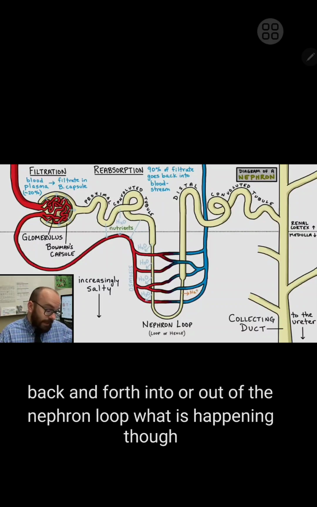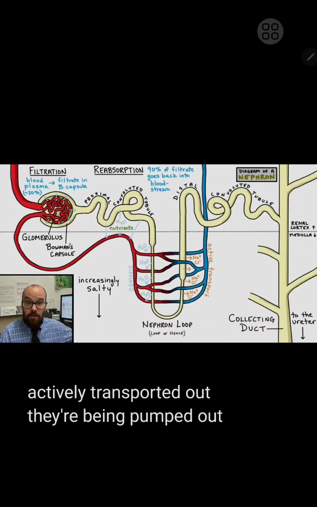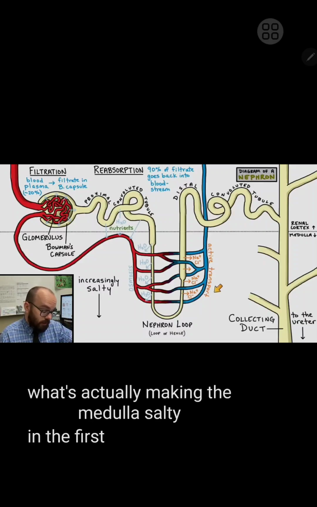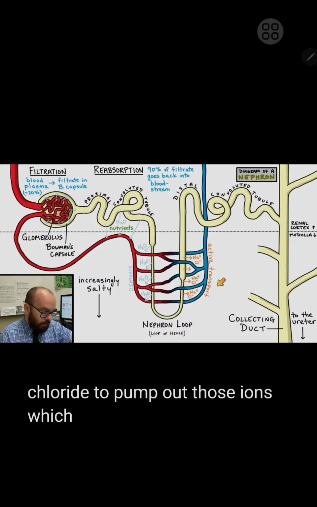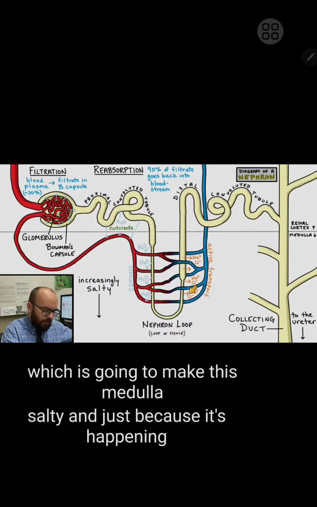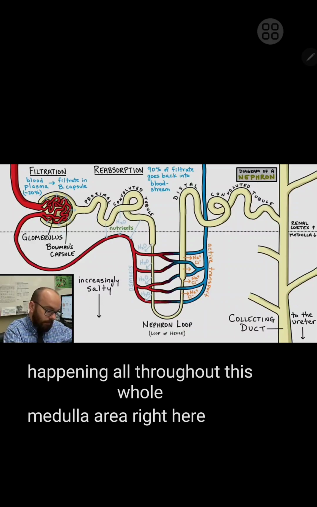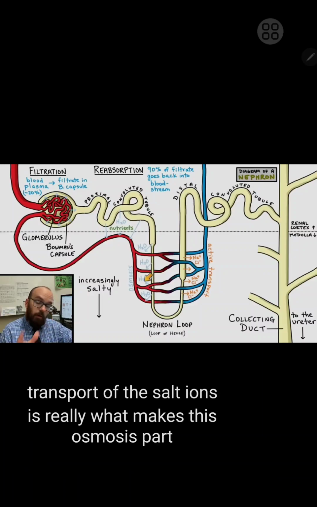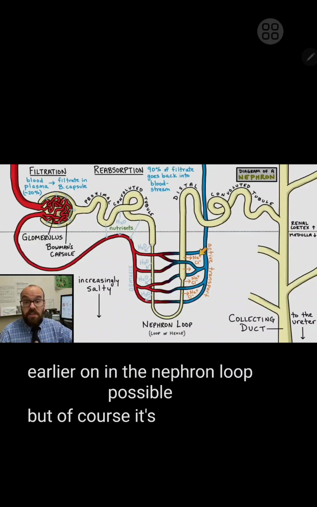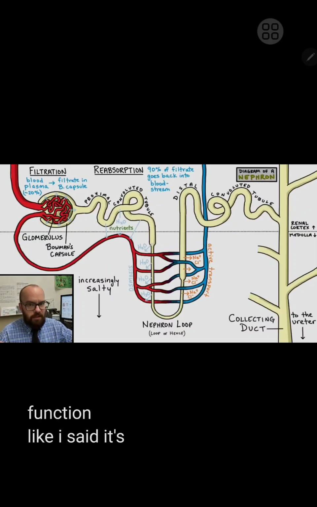What is happening, though, is sodium and chloride ions are being actively transported out. They're being pumped out. And that's what's actually making the medulla salty in the first place: we have pumps for sodium and chloride to pump out those ions, which is going to make this medulla salty. And just because it's happening here on the diagram, it's really happening all throughout this whole medulla area right here. This active transport of the salt ions is really what makes the osmosis earlier on in the nephron loop possible. But of course, it's active transport, so it takes a lot of energy, so we need a lot of energy for our kidneys to function. Like I said, it's a little bit inefficient.